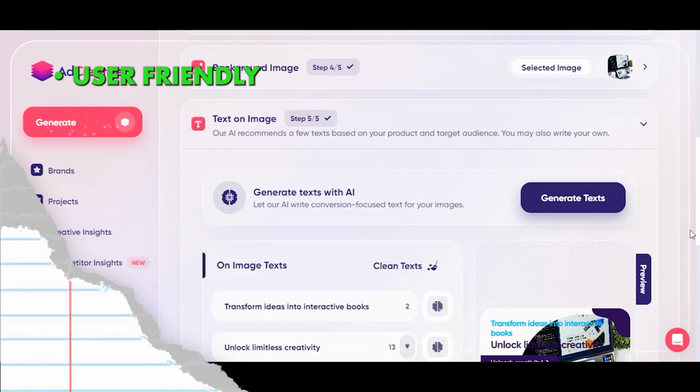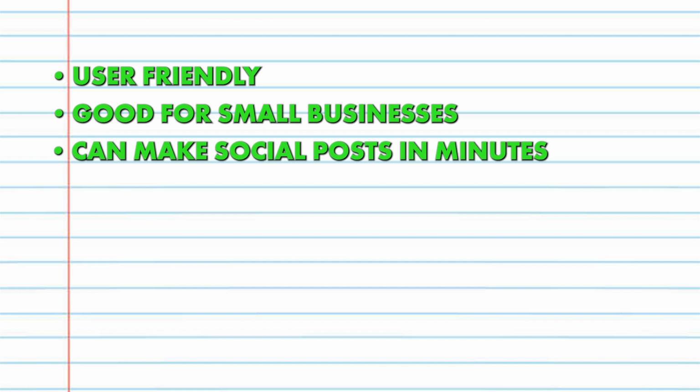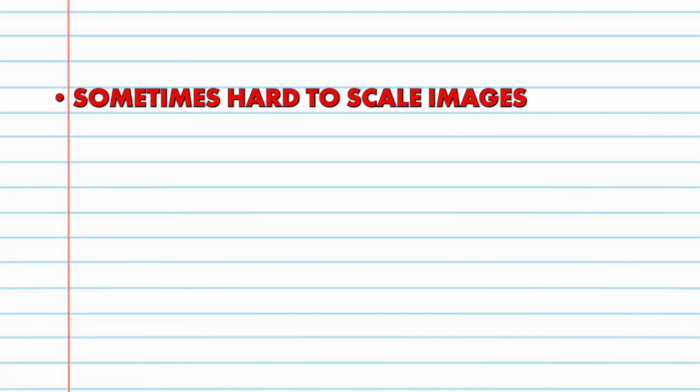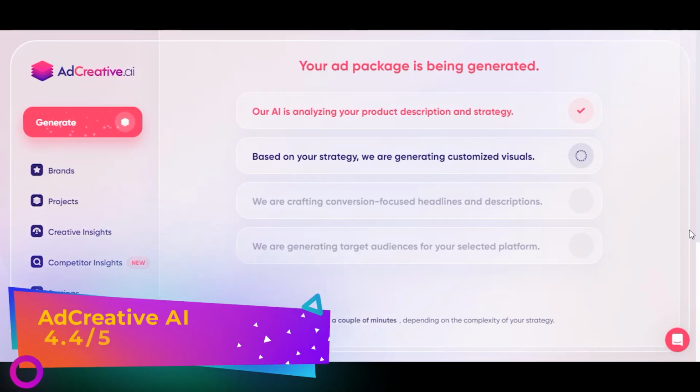Pros, a very user-friendly platform. Good for small businesses, can make social posts in minutes. Good for beginners, quick generation. Cons, sometimes hard to scale images. Not many customization options. My overall score is 4.4 out of 5.